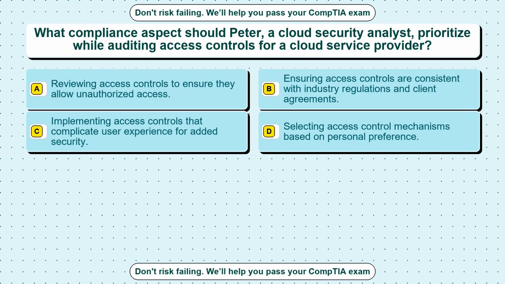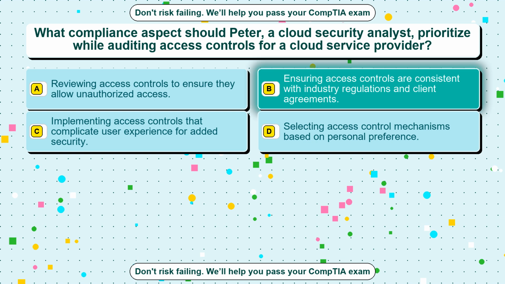Question 6. What compliance aspect should Peter, a cloud security analyst, prioritize while auditing access controls for a cloud service provider? Option A, reviewing access controls to ensure they allow unauthorized access. Option B, ensuring access controls are consistent with industry regulations and client agreements. Option C, implementing access controls that complicate user experience for added security. Option D, selecting access control mechanisms based on personal preference.